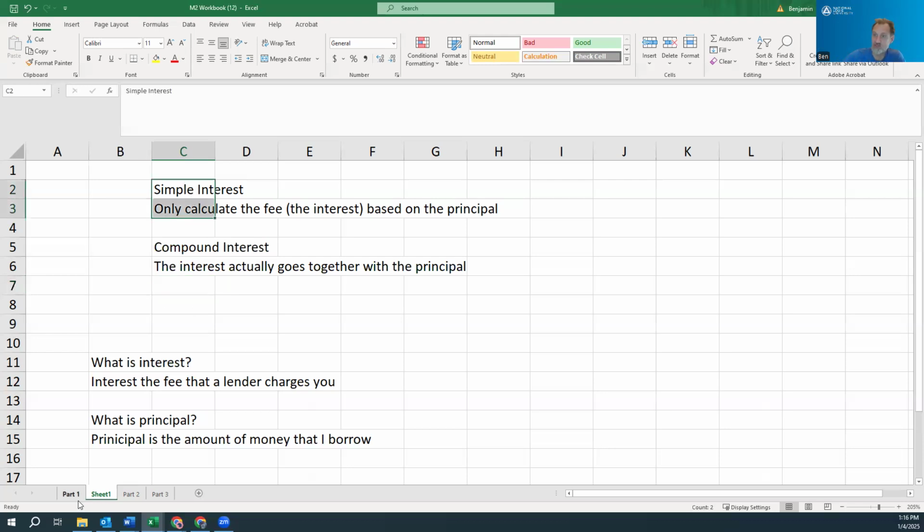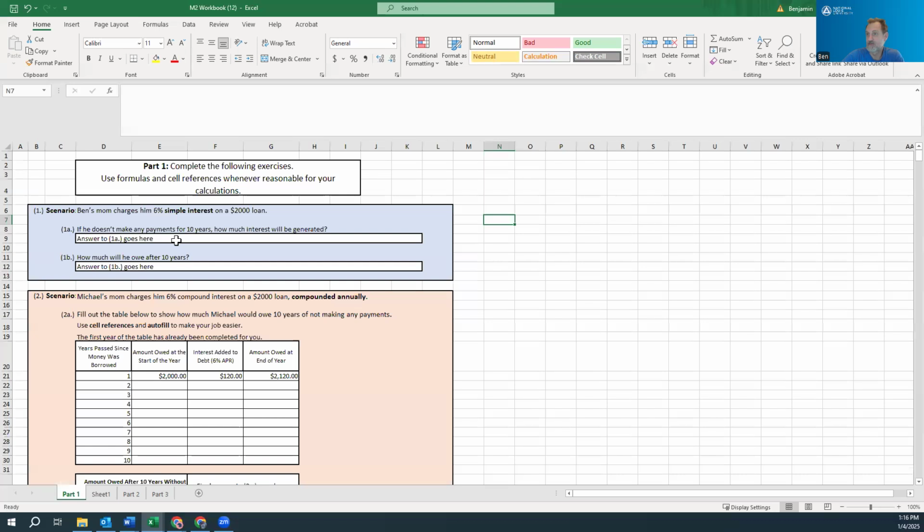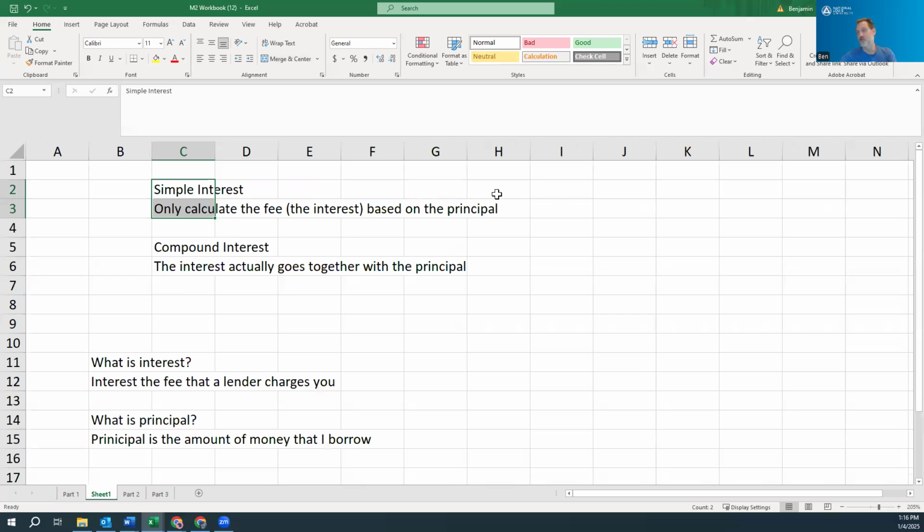This is a simple interest question. And the key thing we need to know about simple interest is it's a relatively straightforward calculation. We're going to do the principal, it's how much we're borrowing, times the rate, times the time. And the time here is measured in years. The rate we assume is given to us as an APR, which means that's an annual rate. And so that's how we would calculate how much simple interest is generated.